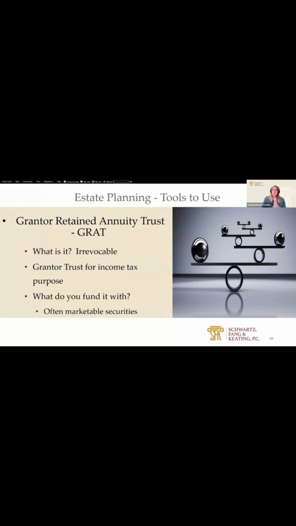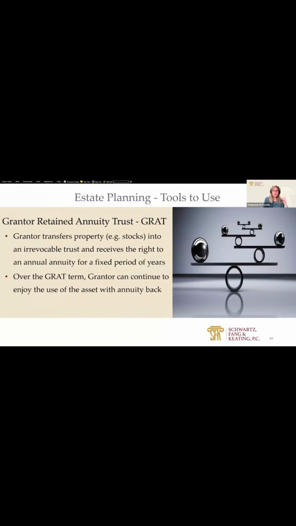A GRAT is called a Grantor Retained Annuity Trust, right? It's an irrevocable trust. It's also a grantor trust. And you fund it. We usually use marketable securities, stocks, to do this, right? So what happens is the grantor transfers property, stocks, into this trust and receives the right for an annuity to come back to them, right, for a fixed period of time.